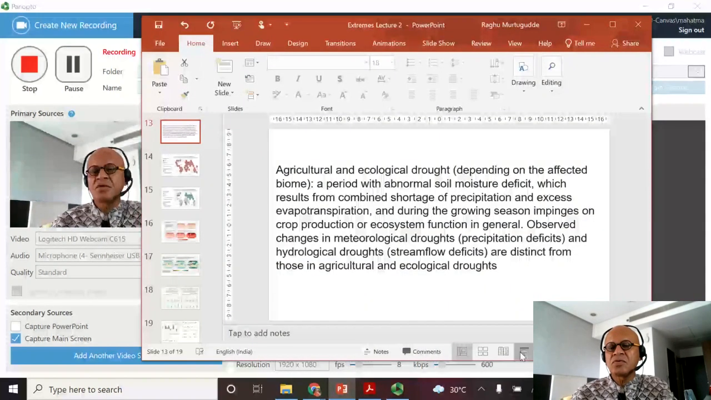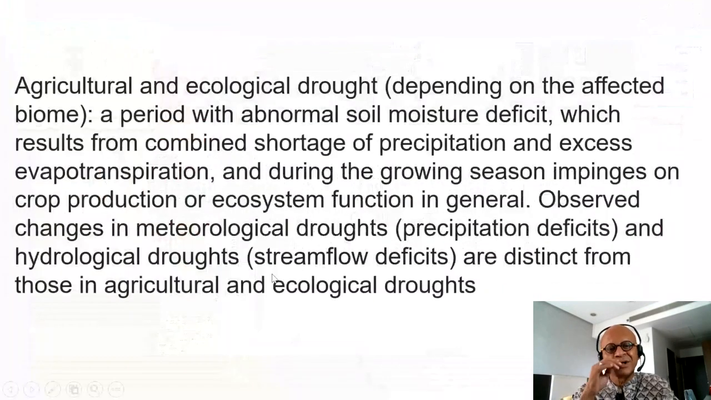Okay, for now, let's conclude with some brief introduction to projections of extremes in the CMIP6 suite of models, which are being reported in AR6, synthesized into AR6, the Assessment Report 6, which is beginning to trickle out now. So they have added a new thing called agricultural and ecological drought.